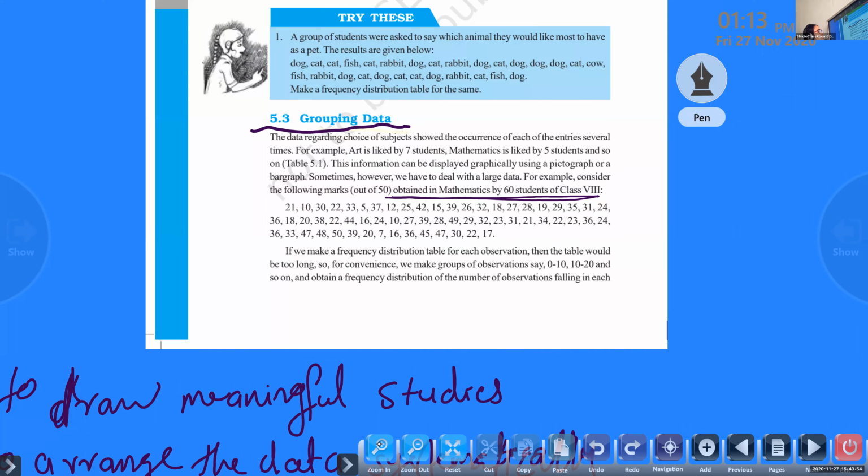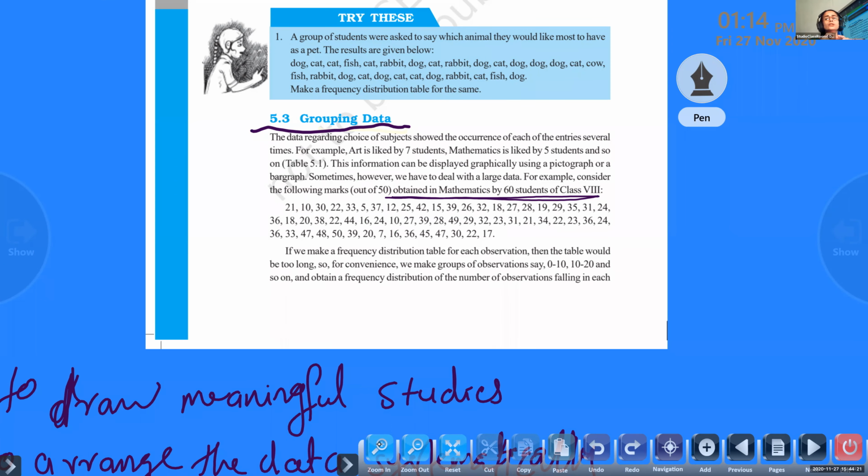What we need to do? We are arranging this data in a particular manner. We are grouping the given data. We are going to group the students. How? First, we will group 0 to 10. Those who got marks between 0 and 10 will be a group. And we count how many students got marks between 0 to 10.